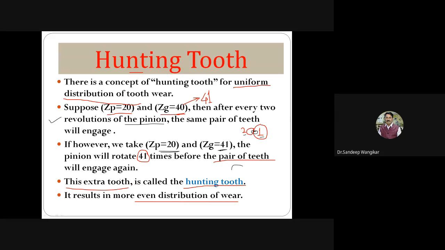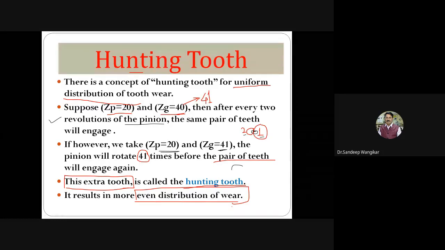And why is this happening? This is due to the addition of an extra, additional tooth, and this tooth is called the hunting tooth. This is used for even distribution of wear. So, friends, this is the concept of the hunting tooth.